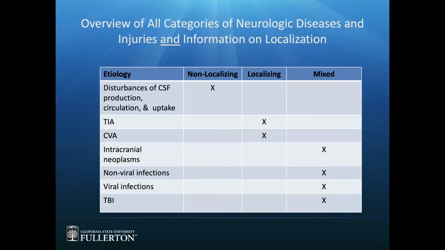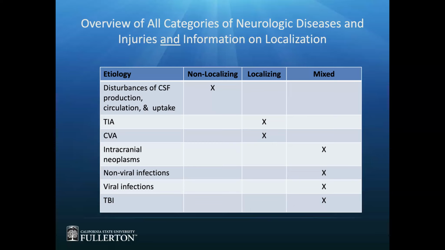And I call them disorders, but I really mean neurologic diseases and injuries, which is a better use of the terminology. They fall into these categories. First, disturbances of cerebral spinal fluid production, circulation, and uptake, or hydrocephalus, as we will see, non-localizing. TIAs, transient ischemic attacks, which are sometimes thought of as precursors to a stroke. They are usually localizing. If they produce any signs at all, it's going to be something like a hemiparesis or a language problem or a loss of a visual field. Those are all localizing. CVA, same thing.